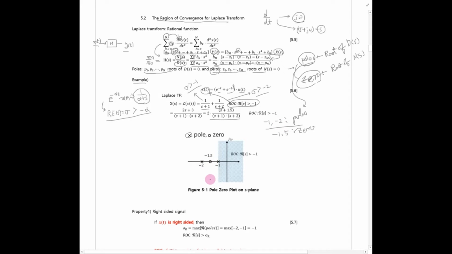Region of convergence is defined by the poles. So for a right-sided signal, the maximum pole determines the region of convergence this way. So the region of convergence is the right side of this maximum pole. So let's consider the right-sided signals. Right-sided signal means that the time goes in the positive direction.